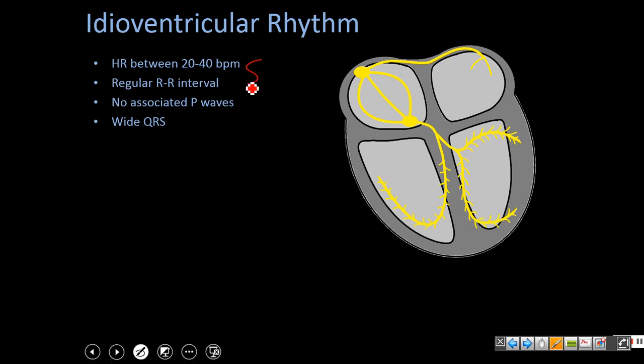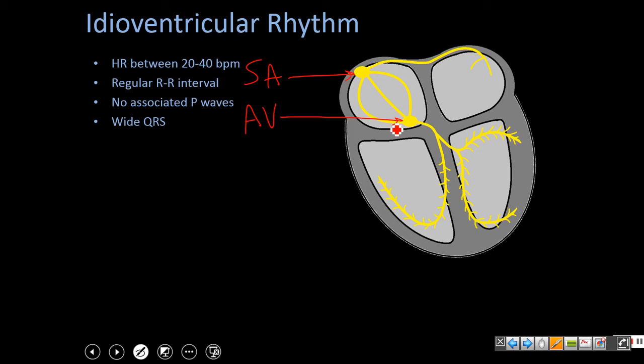In a normal heart, the SA node is the primary pacemaker of the heart, producing sinus rhythm, and it depolarizes the heart between 60 to 100 beats per minute. And we've learned that if the SA node can't pace the heart, the AV node can pace the heart at a rate of 40 to 60 beats per minute, and that's called junctional rhythm.